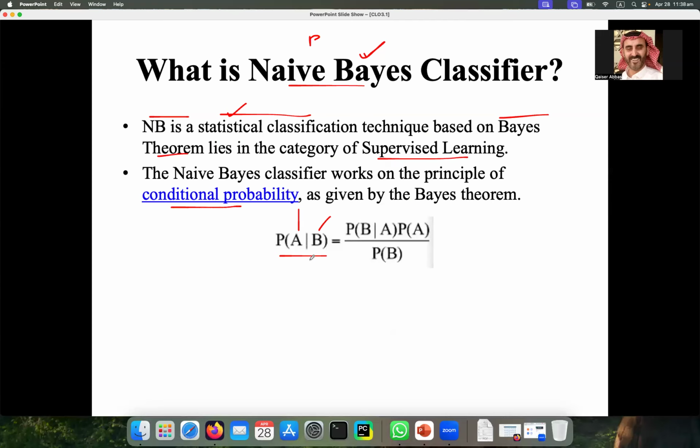Now the equation for the naive Bayes classifier, according to the Bayes theorem, is: probability of A given B is equal to probability of B given A, multiplied by probability of A, divided by probability of B. So if you want to calculate this, you need probability of B given A, probability of A, and probability of B. If you can calculate these separately, you can put them in the equation and you have your answer.